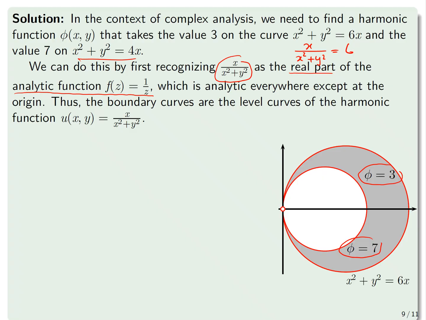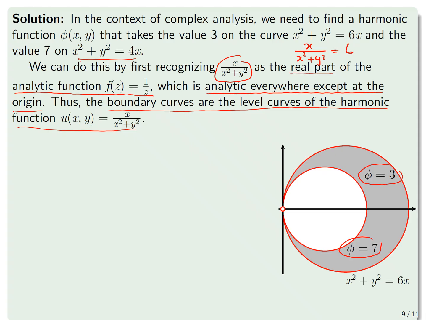If you try to simplify this using x and y multiplied by the conjugate, this is what you get as a real part. And you can see this is an analytic function everywhere except 0, because it's 1 over z. You cannot divide by 0. So thus the boundary curves are the level curves of a harmonic function. We know that it's a harmonic function because f(z) equals 1 over z is an analytic function, so the real part has to be harmonic. That's exactly what we are looking for.